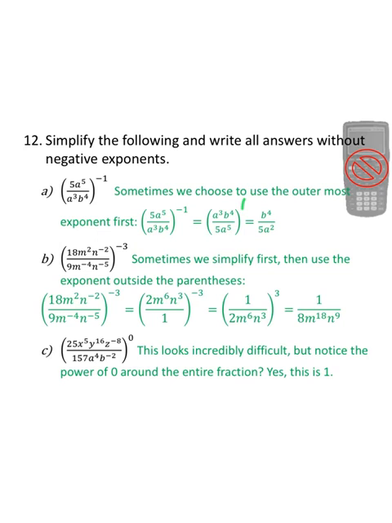And then I use the distribution of power over a product and a quotient at the same time. I take 1 to the third power, which is 1. 2 to the third power to get 8. M to the sixth to the third power, a power raised to a power we multiply, so that becomes m to the 18th. N to the third power to the third, a power raised to a power I multiply, and I get n to the 9th.